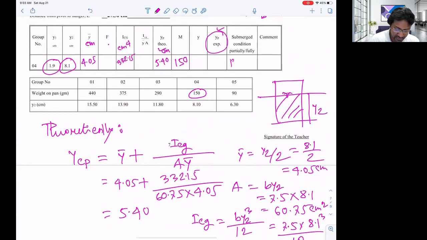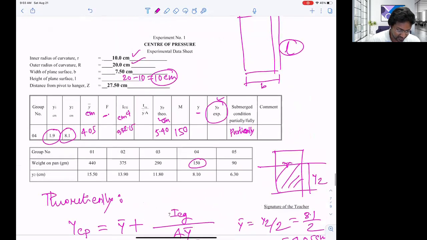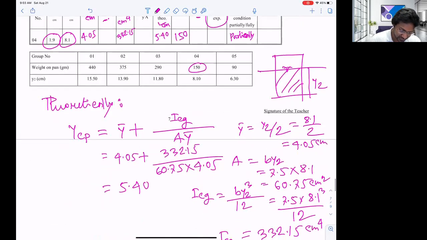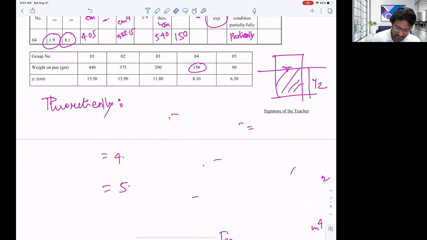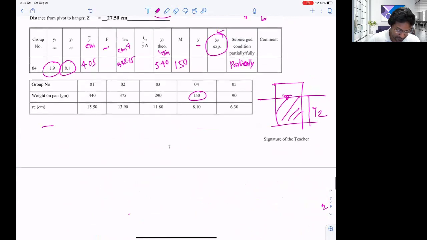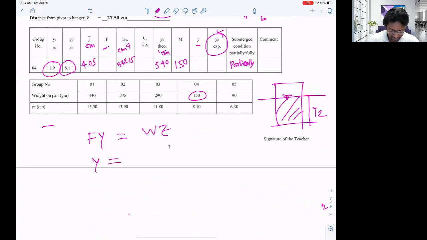The condition is partially submerged. For this one we need to calculate F, we need to calculate Y, and then we can apply the equations we just mentioned. So now we're going to calculate from the experiment. F times Y is equal to W g. From this we have to calculate Y, so W g divided by F. We need F. How can we calculate F?